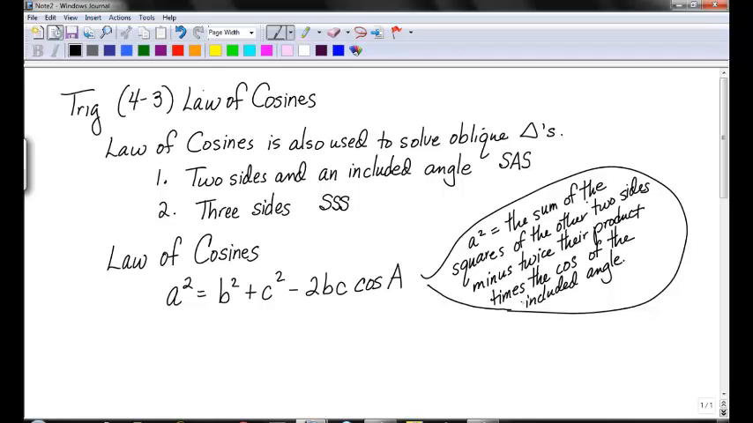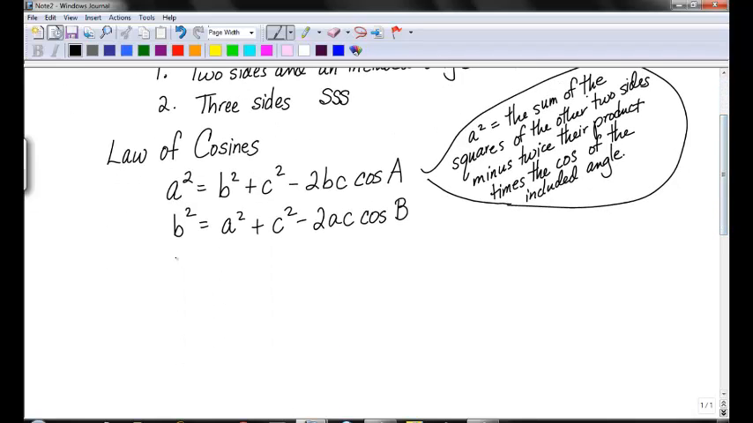Now to write the other two formulas, b squared equals the sum of the squares of the other two sides, so a squared plus c squared, minus twice their product, 2ac, times the cosine of the included angle, so cosine of angle B. And the last formula, c squared equals a squared plus b squared, minus 2ab times the cosine of the included angle. So that is the law of cosines.